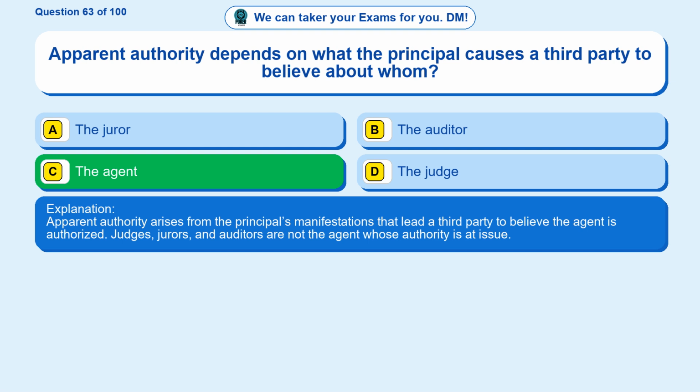Apparent authority arises from the principal's manifestations that lead a third party to believe the agent is authorized. Judges, jurors, and auditors are not the agent whose authority is at issue.